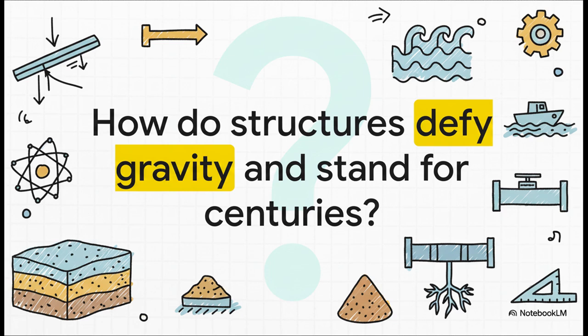You ever just look at a huge bridge or a skyscraper and wonder, how? How does that thing just stand there? Well, the answer isn't magic. Not at all. It's actually a set of core scientific principles that every single civil engineer has to master. And today, we're going to walk through the most important ones.